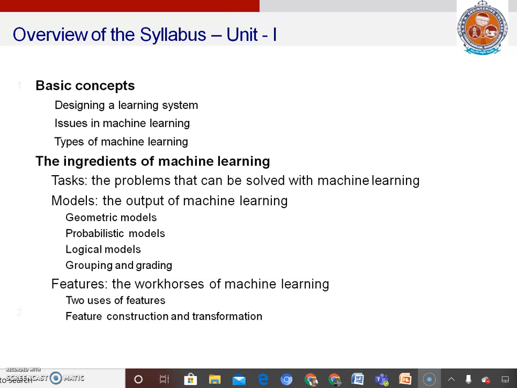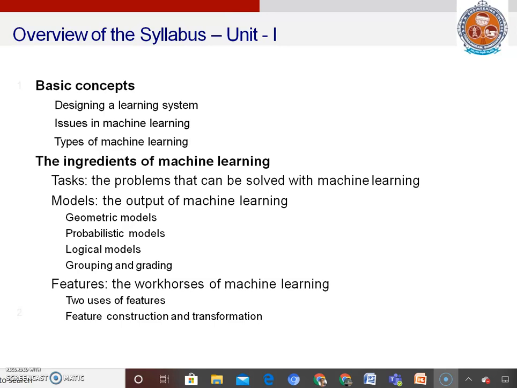What are the ingredients of machine learning: tasks, models, and features. Tasks are the problems that we are going to solve in machine learning. Models are the output of machine learning. Models can be categorized in two ways. The first categorization is geometric models, probabilistic models, and logical models. The second categorization is grouping models and grading models.